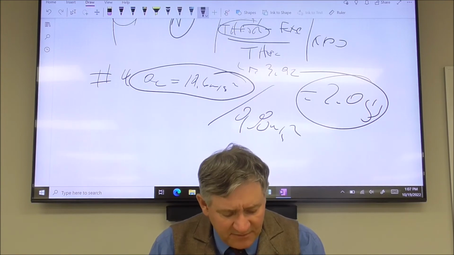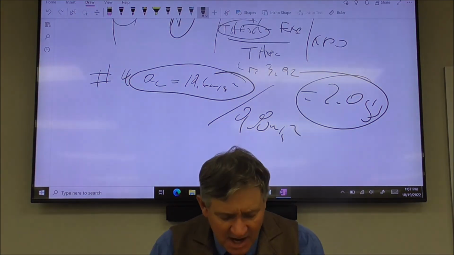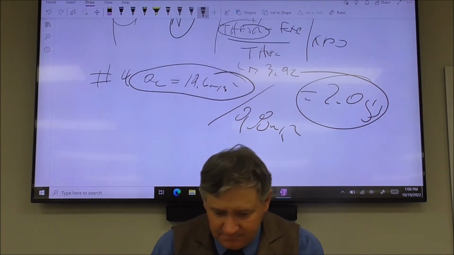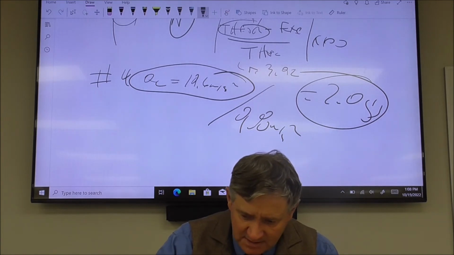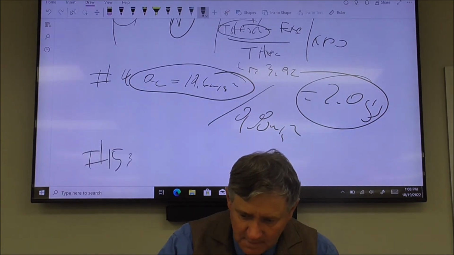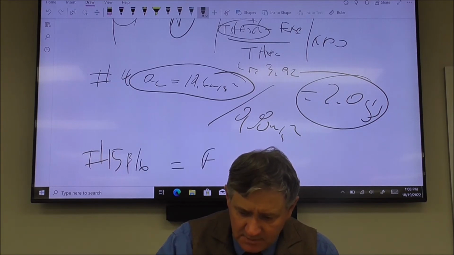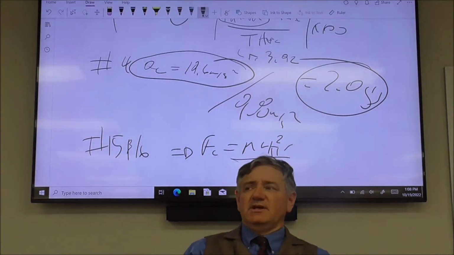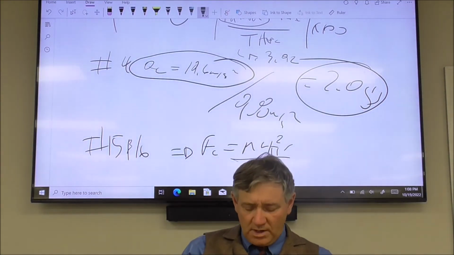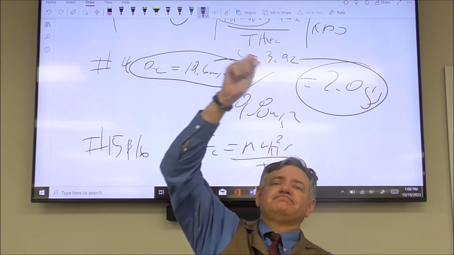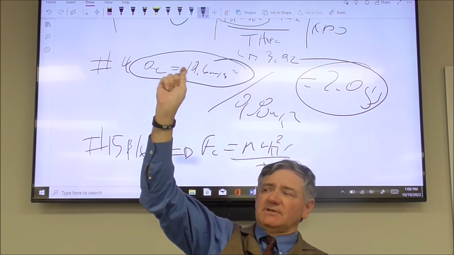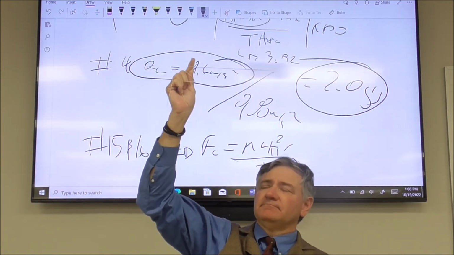When you get to question number 15, you're going to calculate the centripetal force needed to keep the Earth in orbit around the sun. So on 15 and 16, I would recommend that you use centripetal force equals mass 4 pi squared r over t squared. Don't forget to square the pi. Now, what units does that radius have to be in? Meters. What did I give you the radius in? Kilometers.